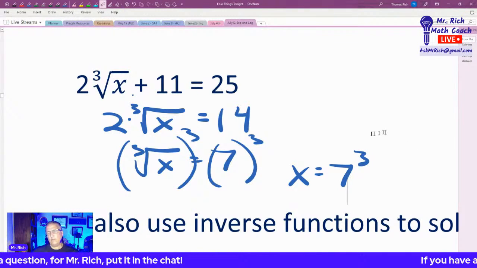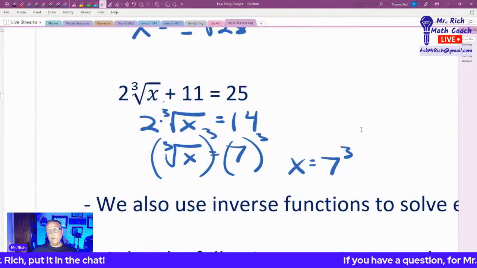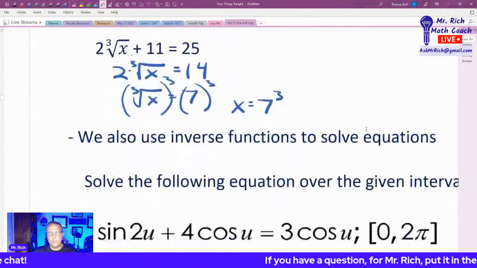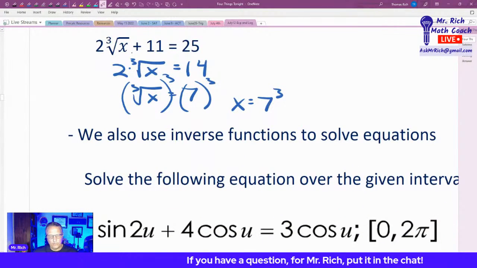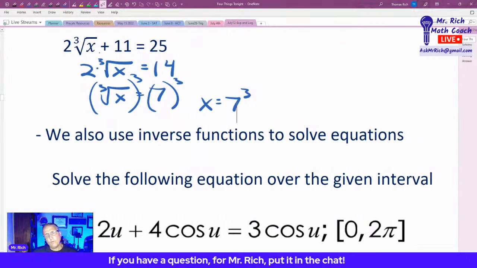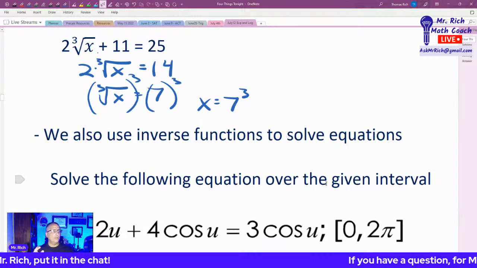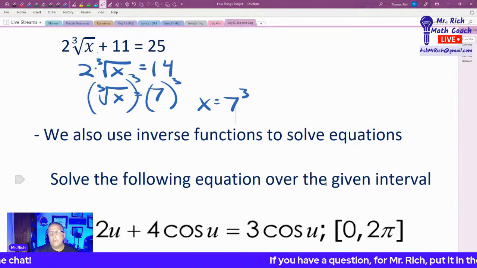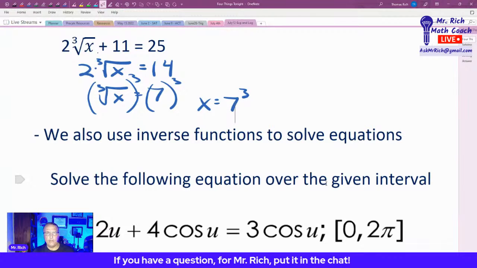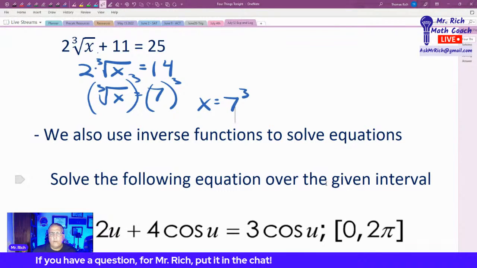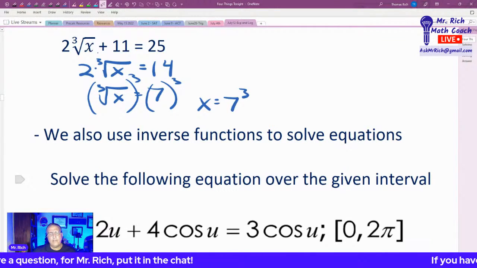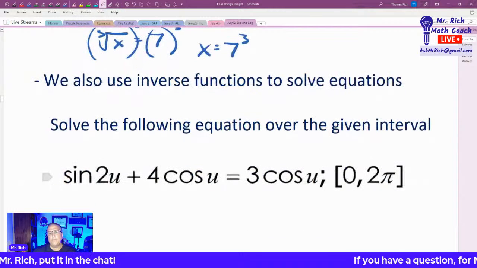Now I want to move on, though, students, to inverse functions, right? How to use inverse functions. I just did inverse operations, addition, subtraction, multiplication, division, and roots and powers being inverses of each other. But now let's talk about inverse functions. And let's do that kind of in the context of trigonometry.